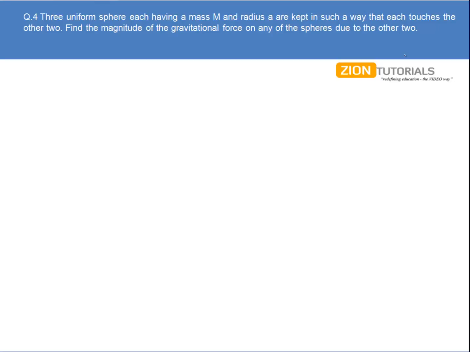Three uniform spheres, each having a mass m and radius a, are kept in such a way that each touches the other two. Find the magnitude of gravitational force on any of this sphere due to the other two. Alright. Now let's say I do have three spheres like this, such that each one of them touches one another. Fine. And each is having a radius a.